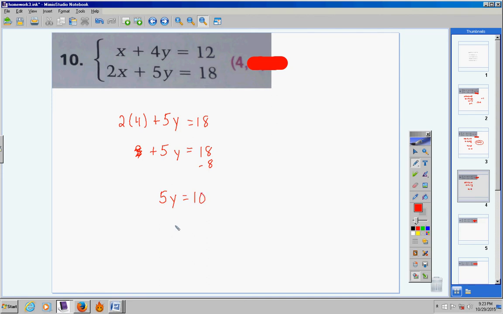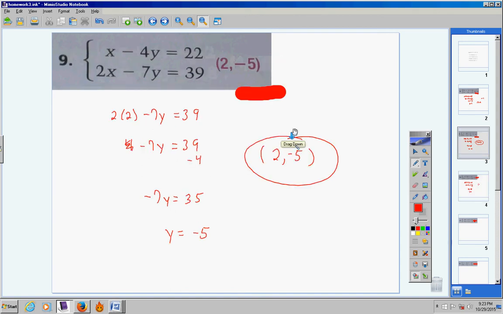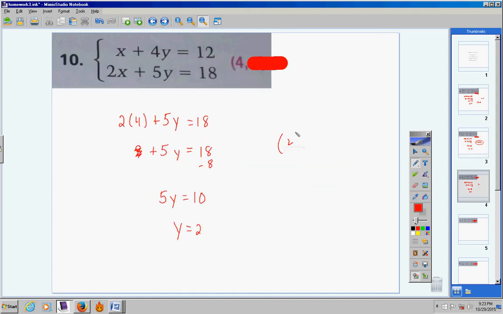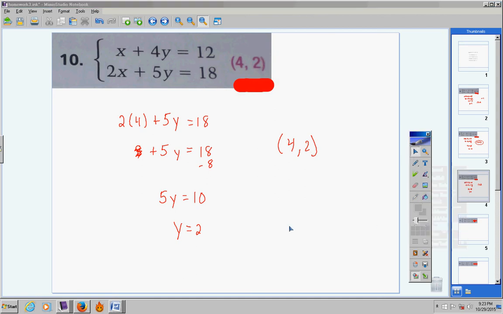Divide both sides by 5, and y equals 2. So your answer is 4, comma, 2. Alright? 4, comma, 2. There we go. So again, we just found where two lines intersected without even graphing them. These two lines would intersect at the point 4, comma 2.